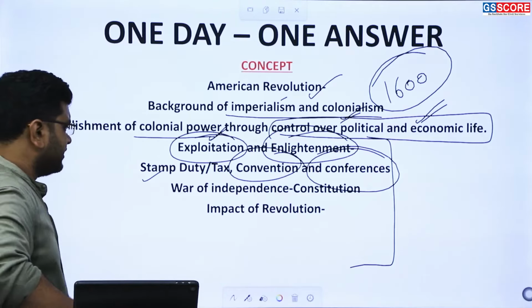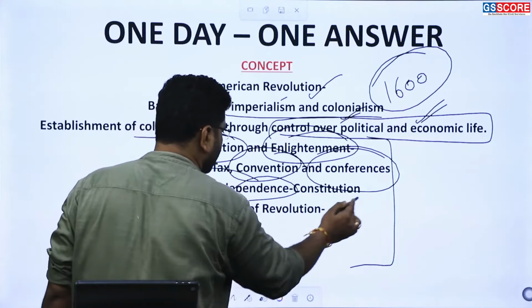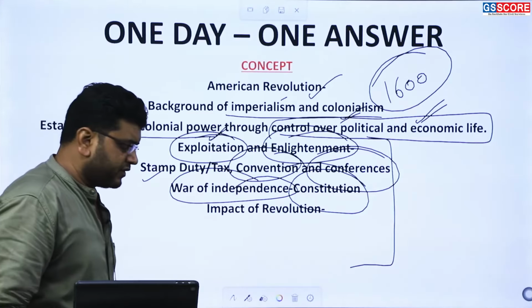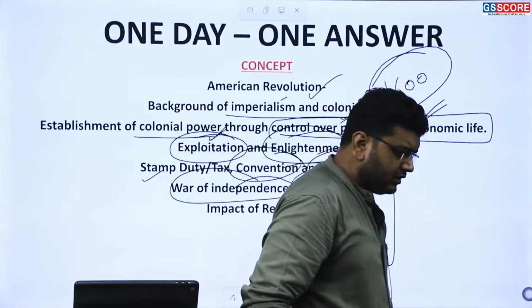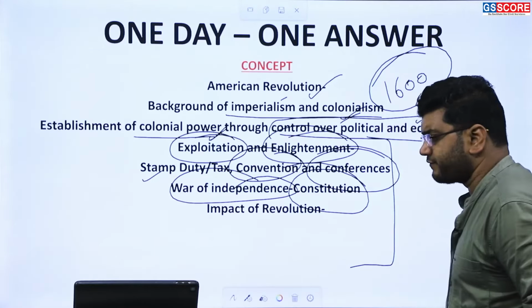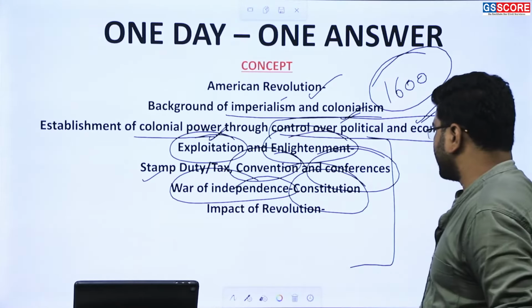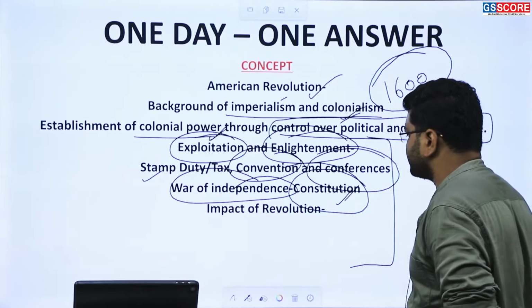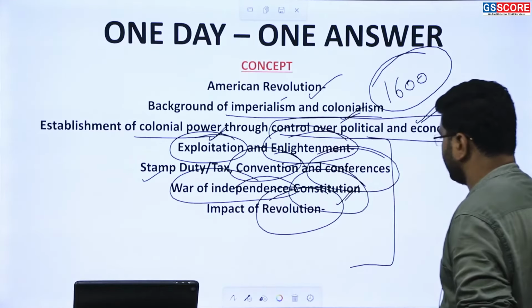And thereafter there was a war of independence, in which we know that Americans have fought against the British power. The famous name is George Washington, who fought with Lord Cornwallis. This was the factual information you will get from the books. And after that, there was an impact of revolution, that it has created a new systematic development into the world history.